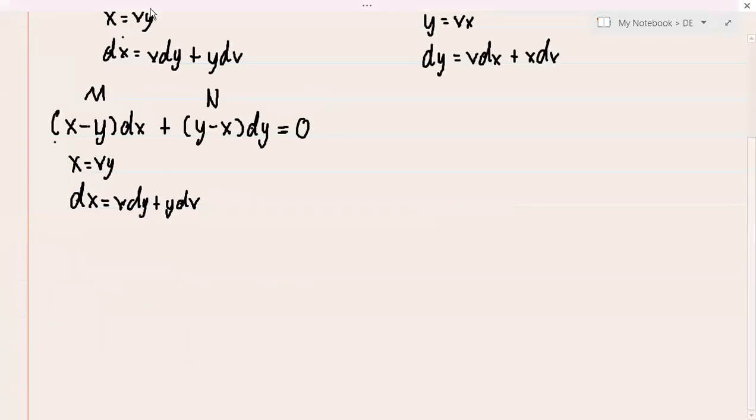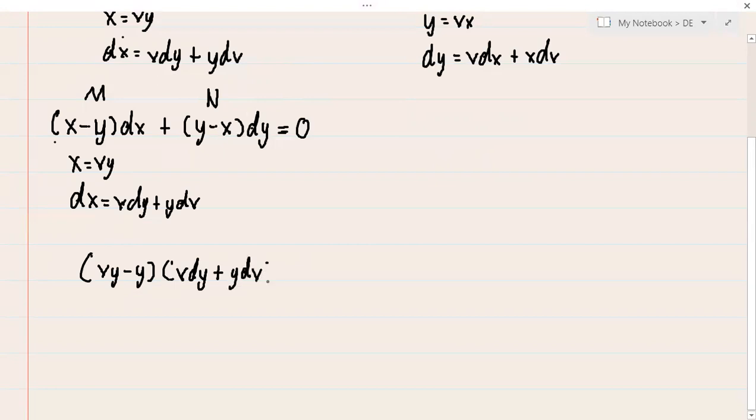So, ito na yung mangyayari. Okay? So, if that's the case, we will have vy minus y, kasi na-substitute ko na si x as vy, tapos times dx, which is v dy plus y dv, plus, sa N, meron tayong y minus si x. Si x ay vy pa rin siya. So, we will have minus vy, tapos times dy. Okay? Ayan. So, what to do?